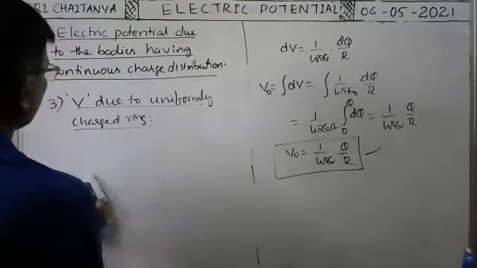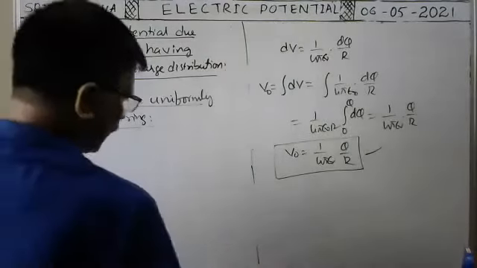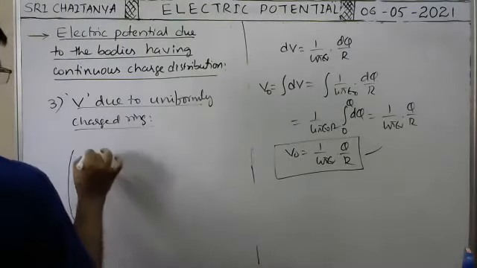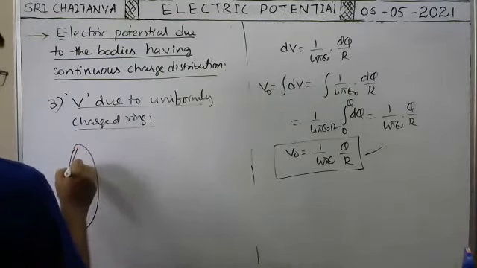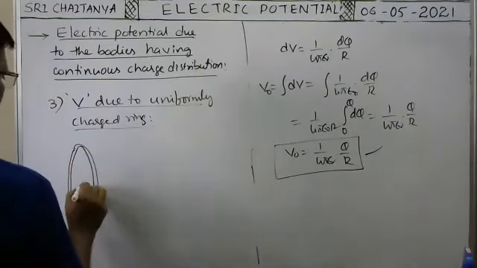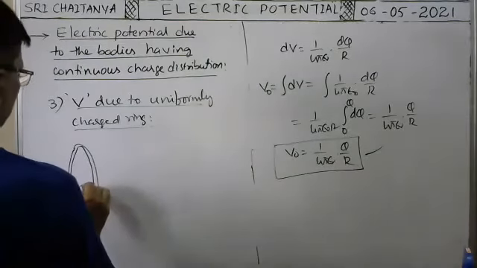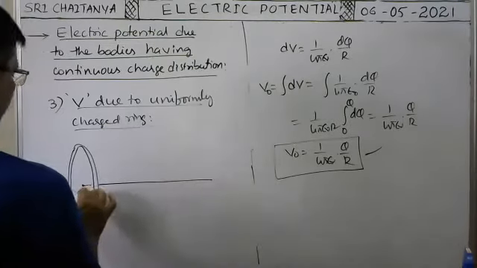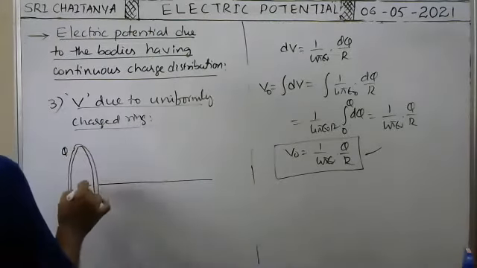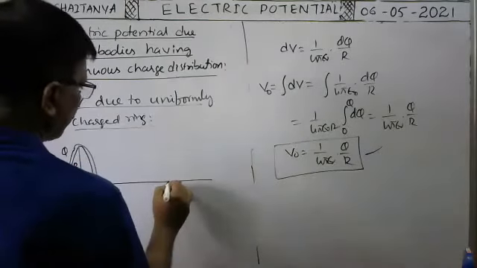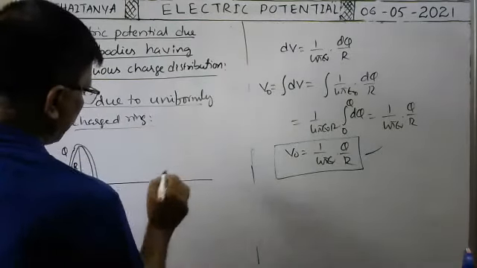At any point on the axis of the ring, last one. Suppose it is the uniformly charged ring. It is the center. It is the axis of the ring. Charge given to the ring is Q and radius R. At any point on the axis of the ring, at this point we need the potential.